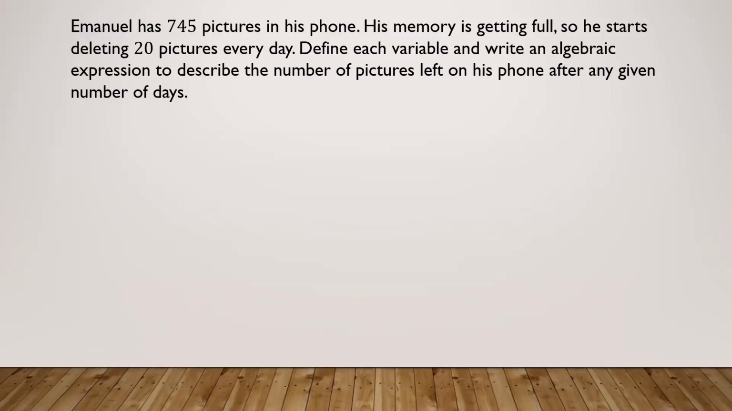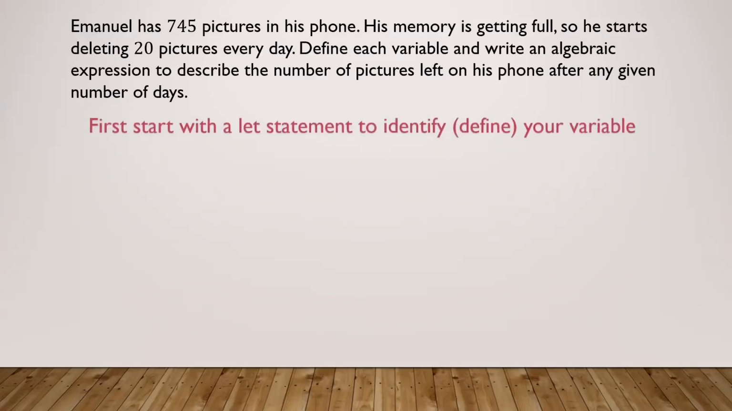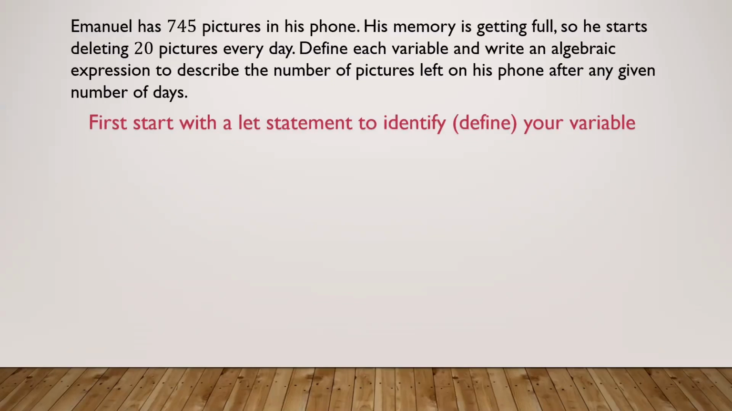on his phone. So right now, my first step is to start with what we call a let statement. This defines your variable. It allows you to keep track of what you're searching for. Okay. So what do we need to know? We are looking for the number of pictures left on his phone after any given number of days. What don't we know? Well, we don't know the number of days. So we're going to say D equals number of days.